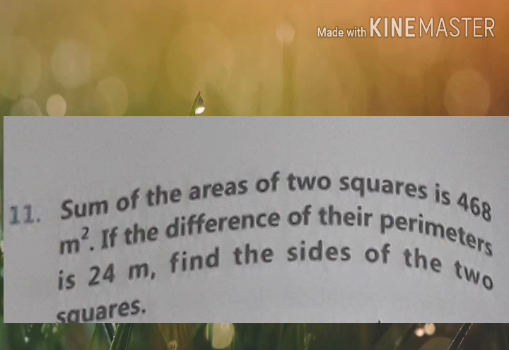Now the last question of exercise 4.3, that is the 11th one. Sum of the areas of two squares is 468 meter square. If the difference of their perimeters is 24 meter, find the sides of the two squares. Sum of the areas of two squares, that means two squares are there. Their areas sum is equal to 468 meter square. Then the difference of their perimeters is 24 meter. Then find the sides of the two squares.